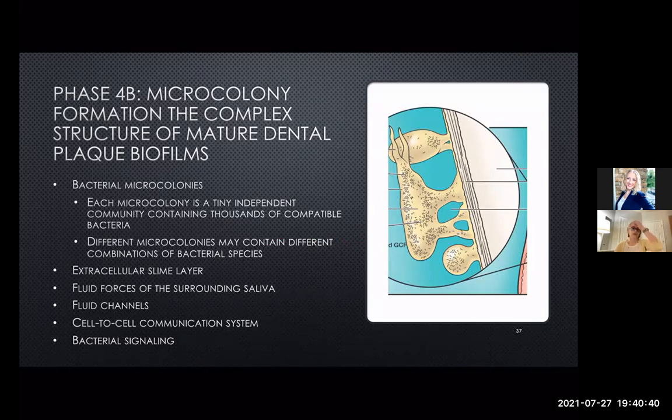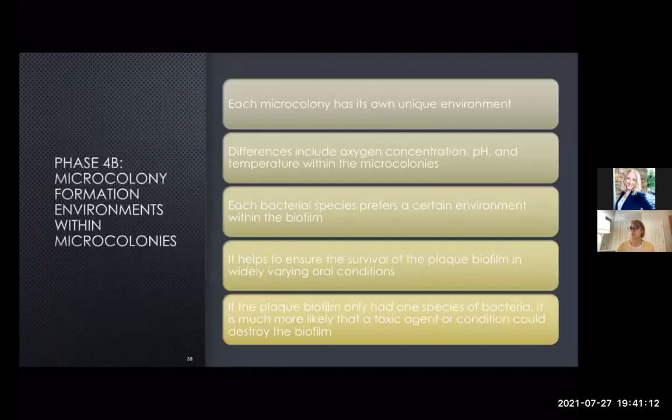Then we have different microcolonies that contain different combinations of bacterial species, which means that within one gingival pocket, we've got all these different formations of bacteria. And each formation has multiple different species of bacteria in it. So we're starting to see a lot of issues. Let's break these down one by one.